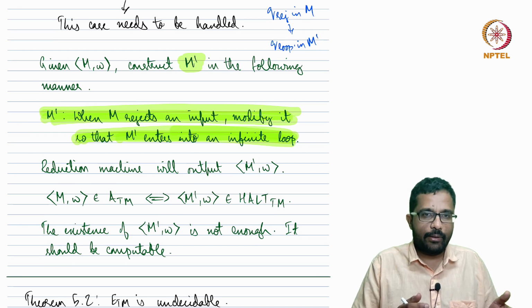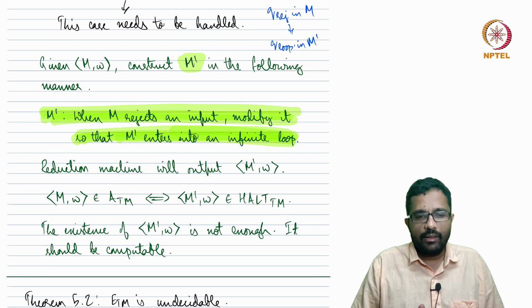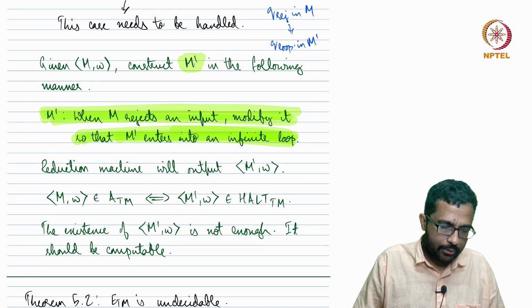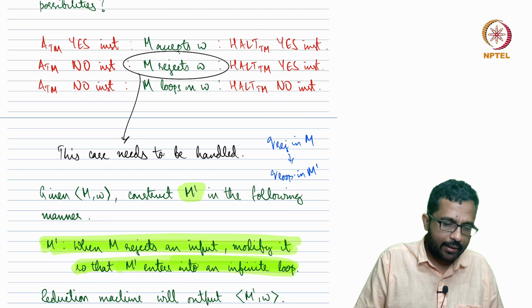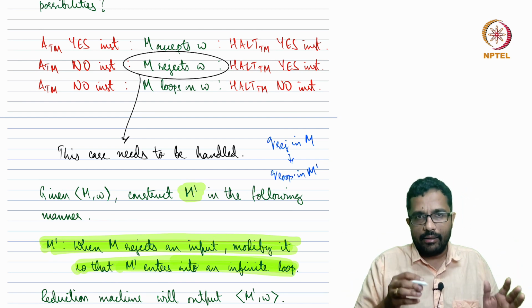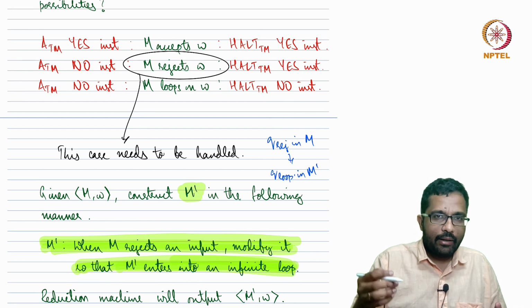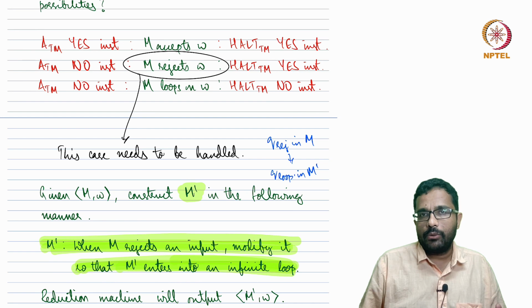So that is the construction of M prime. This is a very small modification, we can easily do it, and it's not that difficult to see now. The no instance of ATM corresponds to a no instance of HALT-TM also, because if M comma W is a no instance of ATM, M rejects W. The mapped instance is M prime comma W.